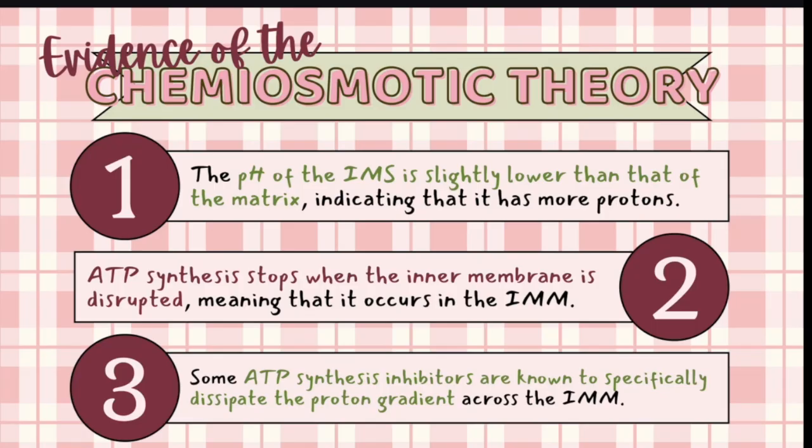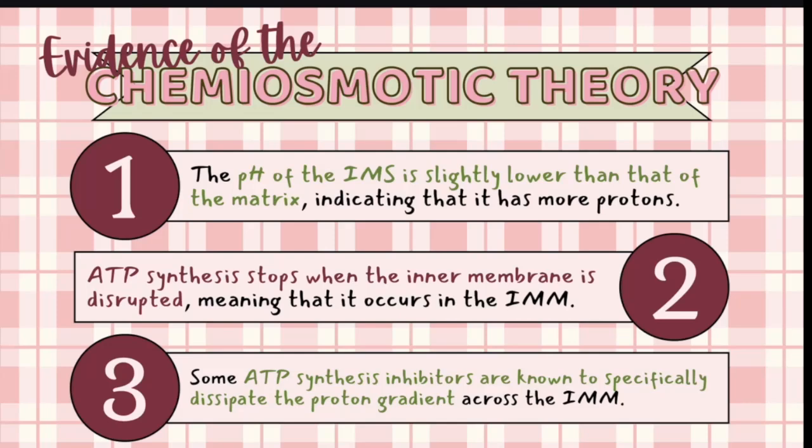Number two is that when you disrupt the inner mitochondrial membrane, ATP synthesis stops. That means that ATP synthesis occurs in the inner mitochondrial membrane, and it requires the integrity of the inner mitochondrial membrane to occur. Now, the third point is that some ATP synthesis inhibitors are specifically known to dissipate the proton gradient. Like what? We have two examples that you should know: ionophores and uncouplers.